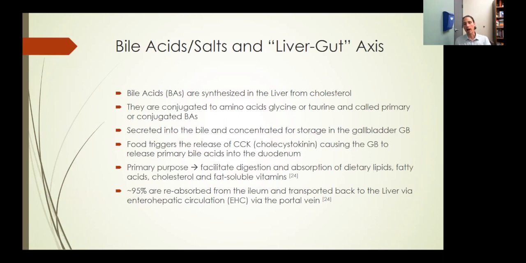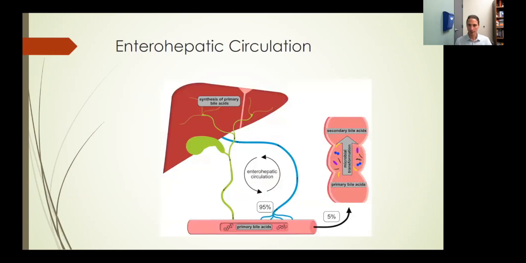What's interesting about the bile acids is that about 95% as they move through the digestive tract are reabsorbed and transported back to the liver through the enterohepatic circulation in the portal vein. So we can see here we've got our green gallbladder releasing the bile. Bile acids move into the digestive tract. 95% of them go back to the liver and can be reused to make bile and bile acids again. 5% goes to the stool.